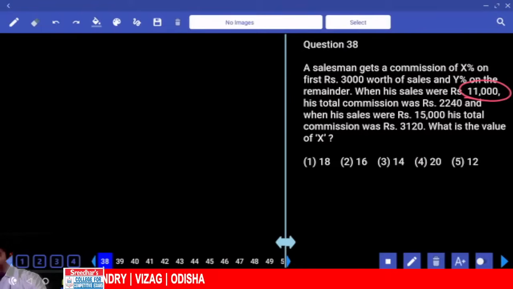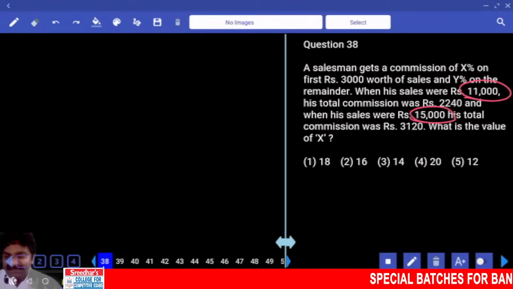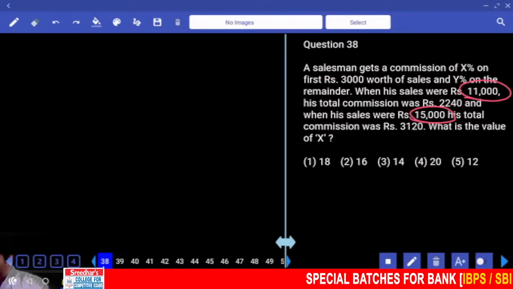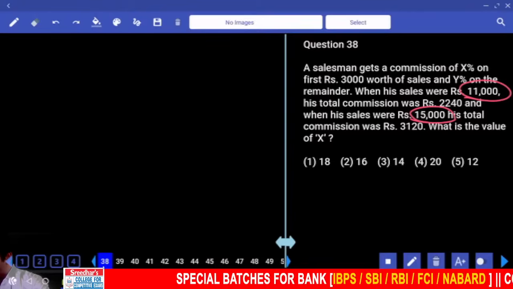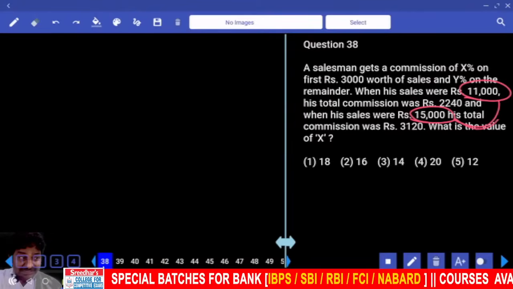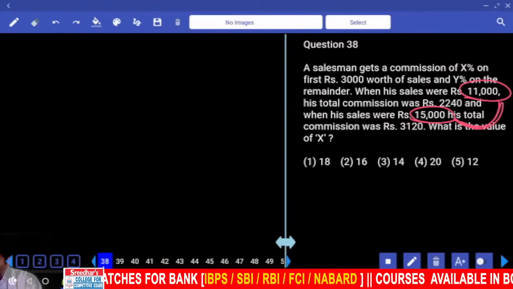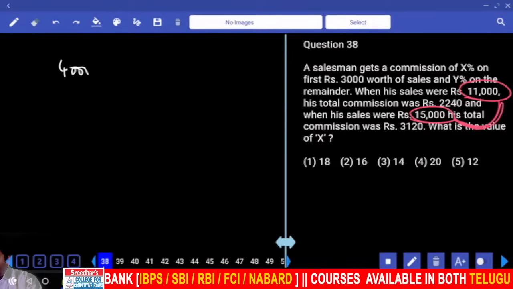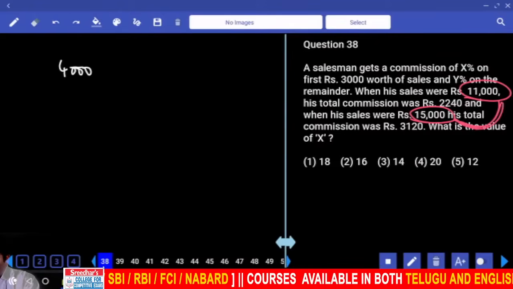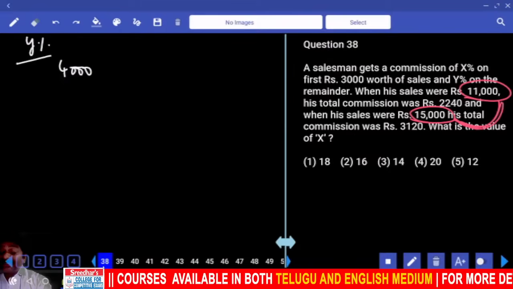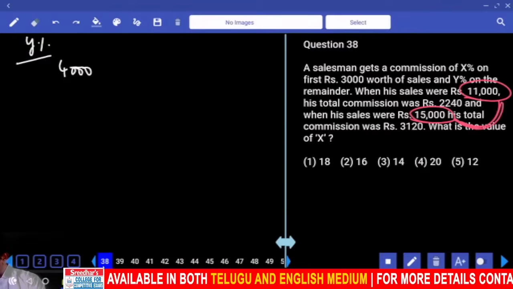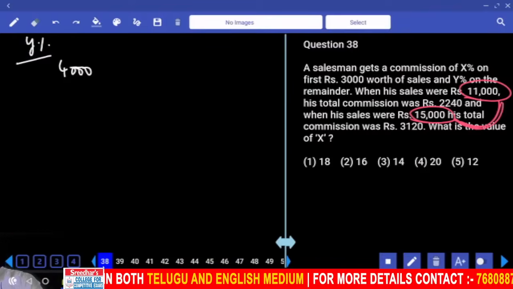First day, how much was your total sale? Out of 11,000, on first 3,000, you will get X%, remaining Y%. Correct? Second day, your sale was 15,000. Out of 15,000 also, on first 3,000, you will get X%. Extra, you will get Y%. What is difference in sale? On that 4,000, what percent are you getting? X% or Y%? Y% you are getting. Second day, as your sale is 4,000 rupees extra, obviously you will get extra commission.